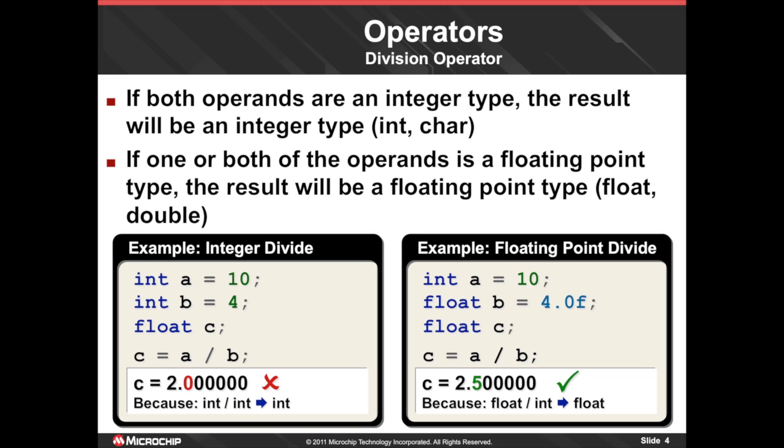Again, if you divide 2 integer types, the result will be an integer. If one or both of its operands is a floating point type, the result will be a floating point type. It's almost like it's contagious to the rest of the expression. It's very important to remember this because you can easily lose the fractional part of the number if you aren't careful, as in this example. 10 divided by 4 should be 2.5, but it doesn't take any of that 0.5. It just cuts it right off and gives you 2.